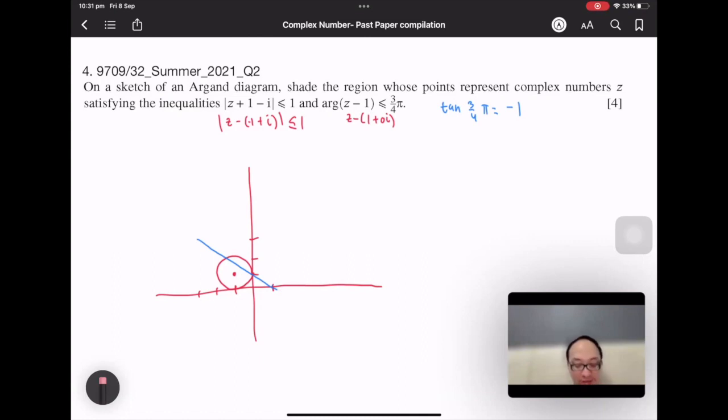Yeah, this is the argument z. And then we have to shade the area inside the circle and smaller than 3 over 4 pi. So that means it will be in this region.